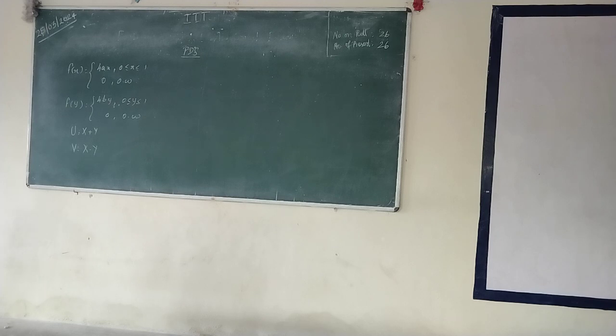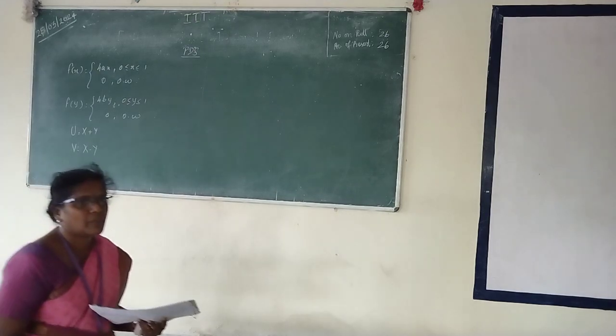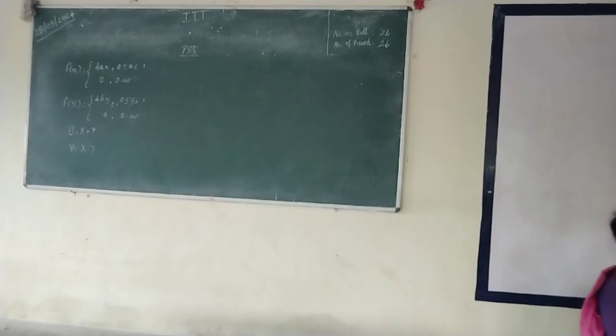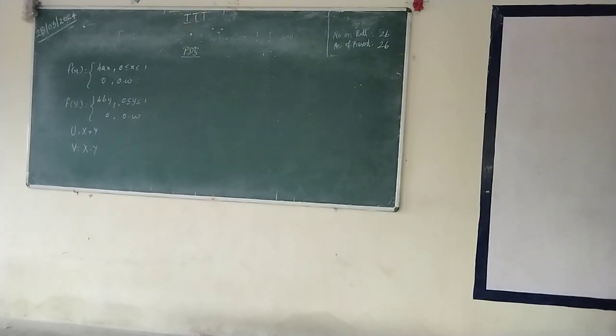Next one. Two independent random variables x and y are defined by, see the board I have written there. f of x is equal to 4ax for the interval 0 less than or equal to x less than or equal to 1. f of y equal to 4by for the interval 0 less than or equal to y less than or equal to 1, equal to 0 otherwise.